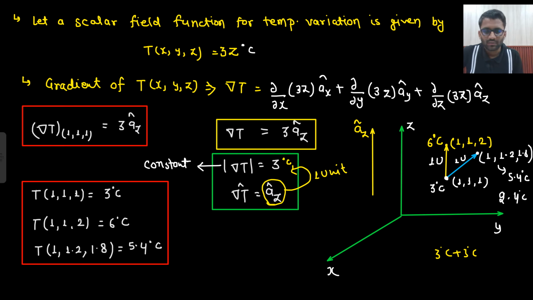So let's remove this 2.4 degrees Celsius, 6 degrees Celsius. When you revise the notes, you will be able to understand all these things. Along az, 1 unit, 3 degrees Celsius increase, in az direction. Okay. Yeah. So notes are clear.